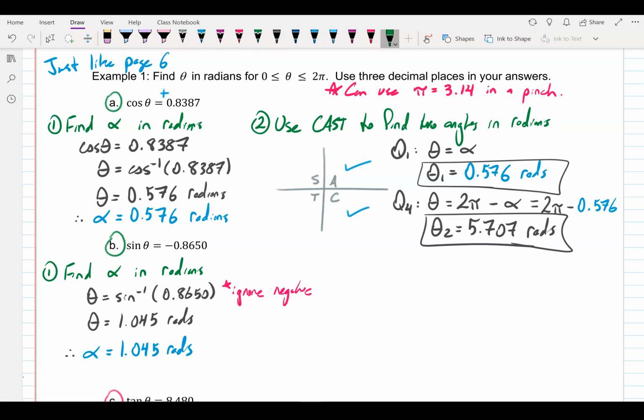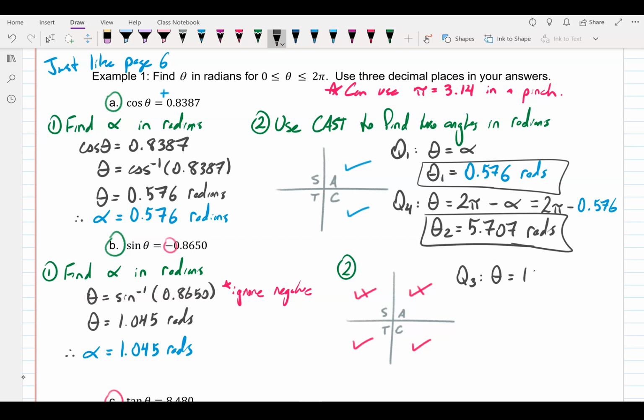I'm going to set up our cast process to find the angles. I'm dealing with sine. Sine is negative in this case. Sine is negative in the 3rd and the 4th quadrants. That's because it's normally positive in the 1st and the 2nd quadrants. So our angle we're looking for is going to be in quadrant 3, and there's going to be another one in quadrant 4.